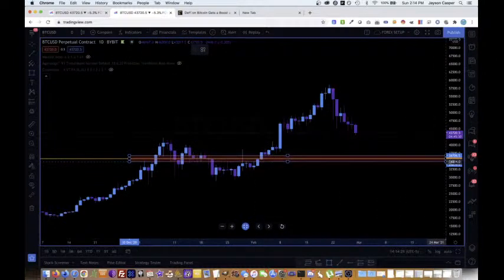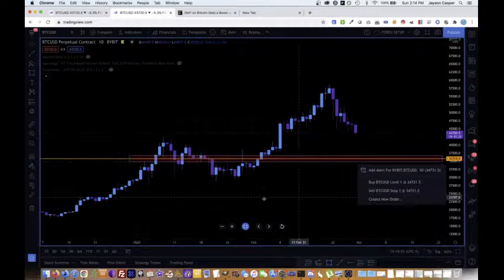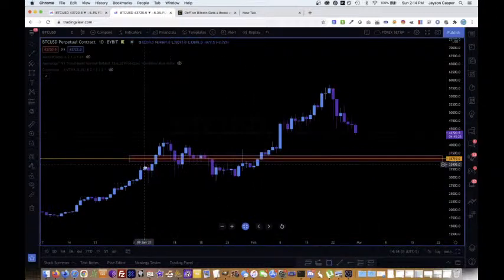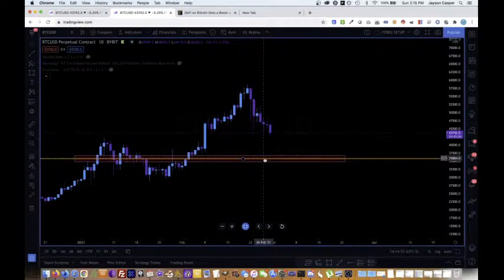we can see that the 36,000-ish level was acting as resistance for 1, 2, 3, 4 days. Then it became support for 1, 2, 3, 4 days. Then it became resistance, then support. And it was support for almost a week. Then it became resistance again. A big resistance right here, and then a resistance right here. And then it became support. So this is a huge sticking point.